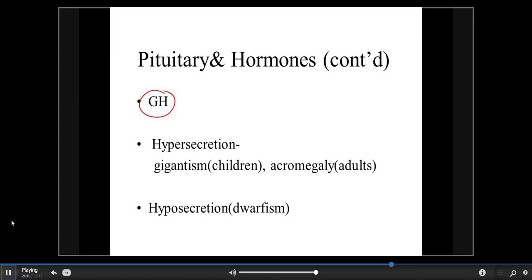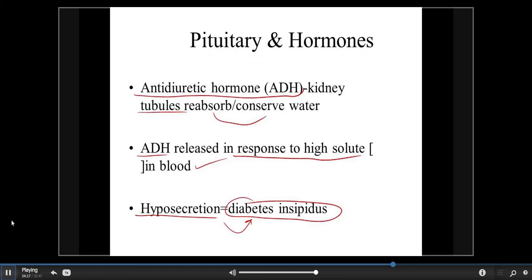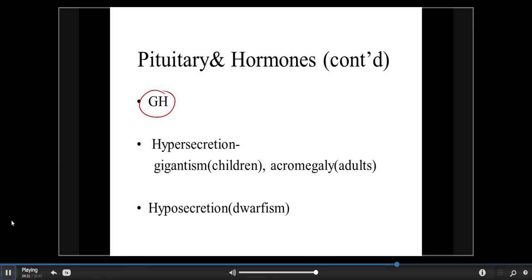Growth hormone, major hormone from the anterior pituitary. Remember, ADH is from the posterior pituitary. This hormone, along with oxytocin. Oxytocin is the other hormone released, I should say, not secreted, released from the posterior pituitary. Okay, then you have your anterior pituitary or glandular portion.